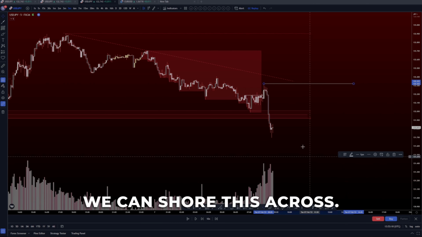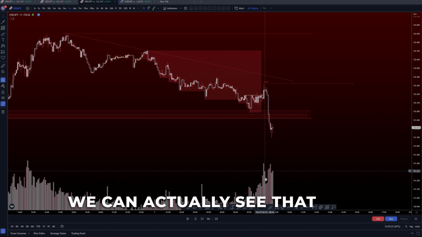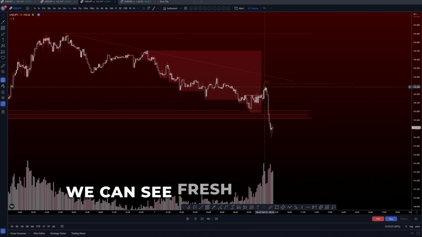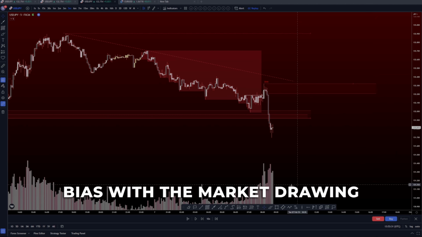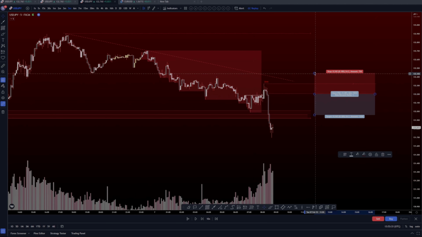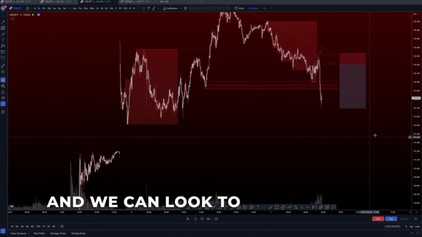We can draw this across. This is our swing high. We can actually see that the volume has come into the market. We can see fresh unmitigated imbalance. So it's as simple as just changing our bias with the market, drawing our supply zone, and we can look to get involved.